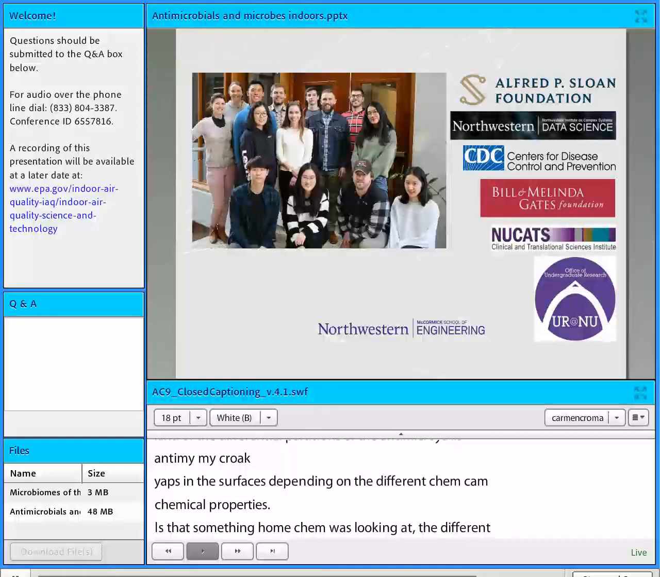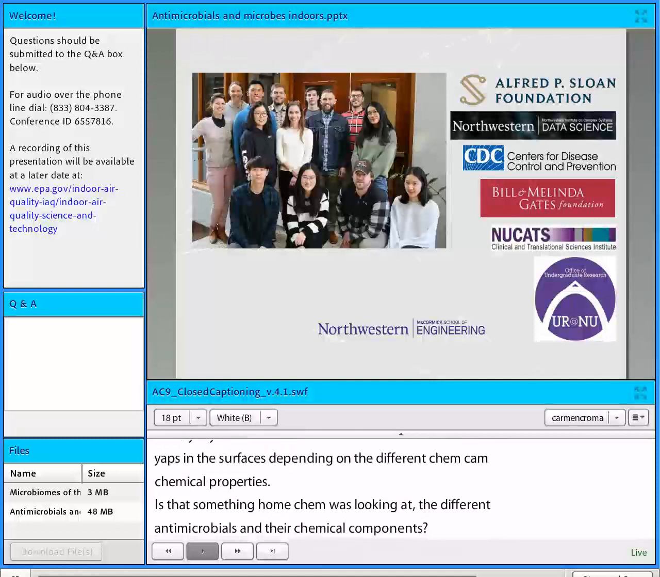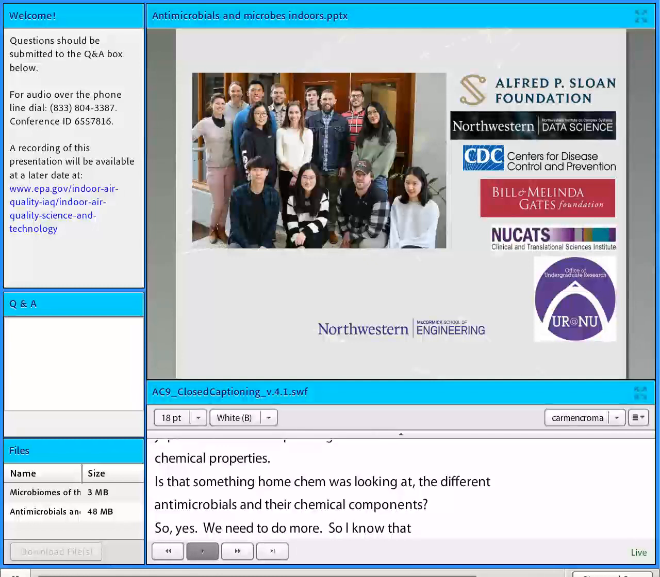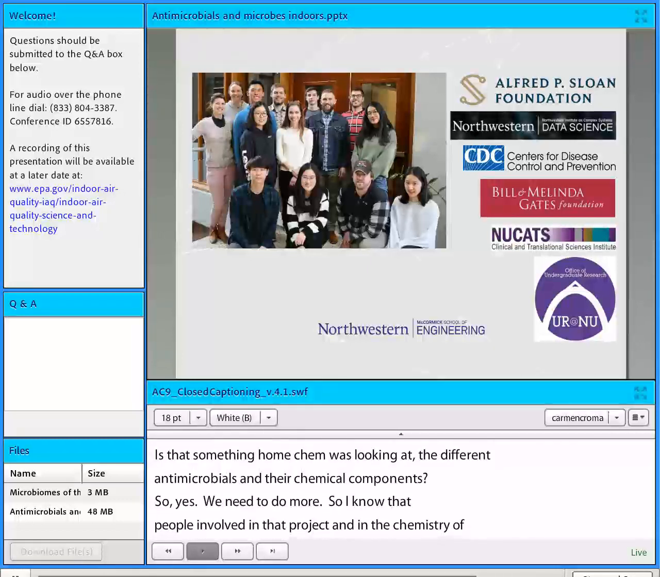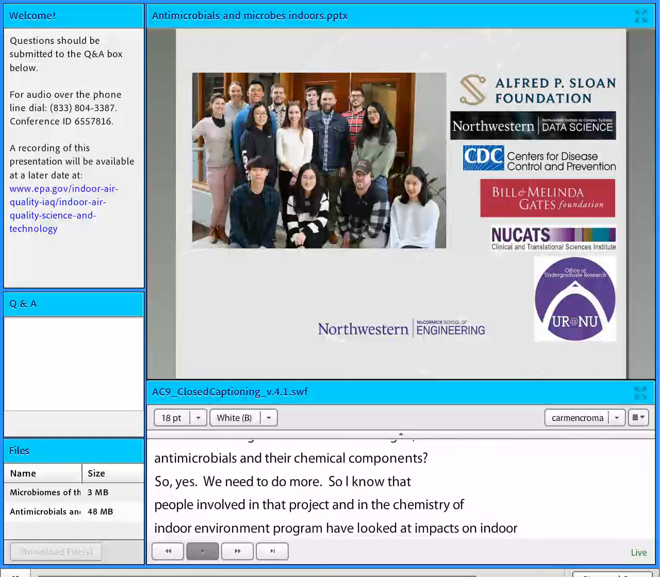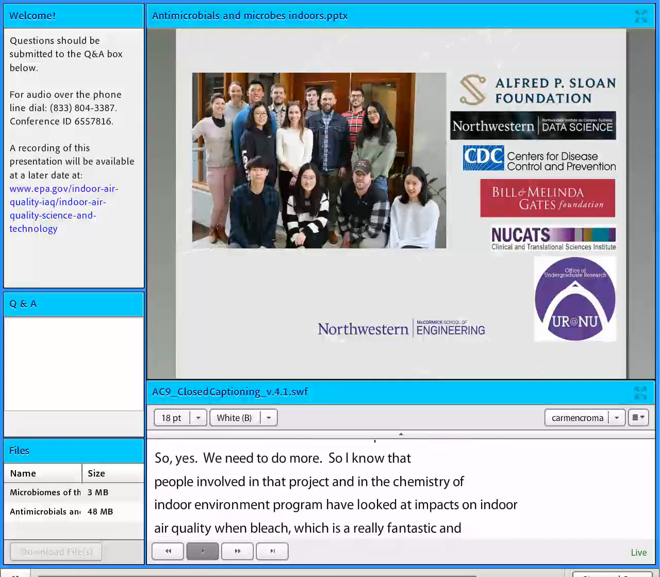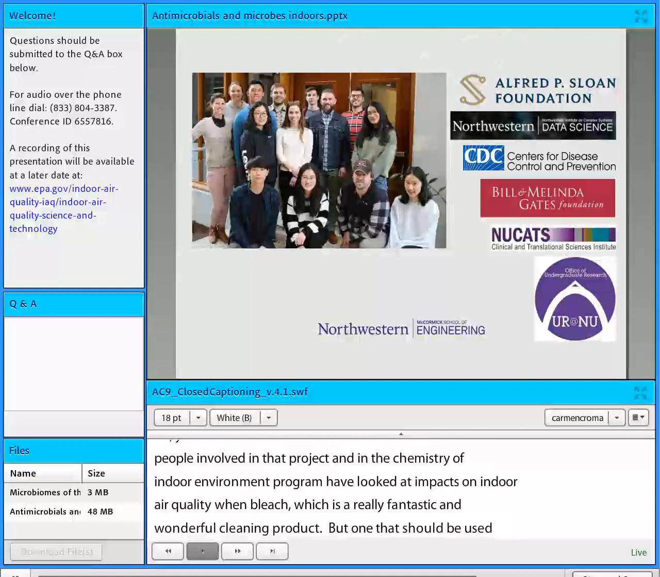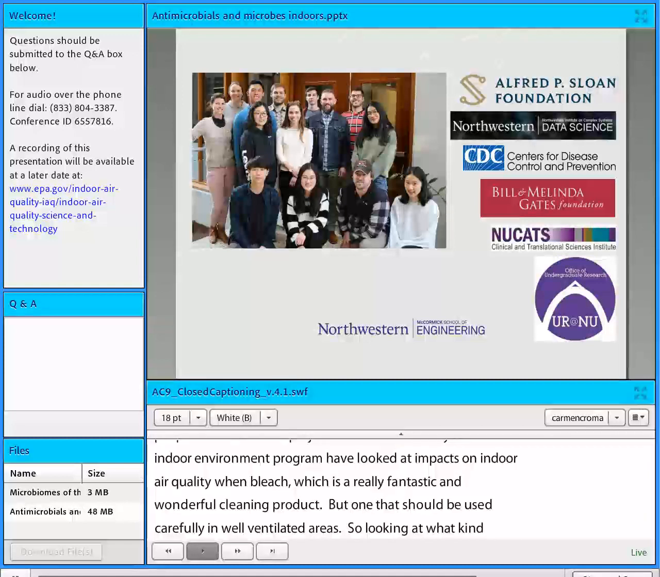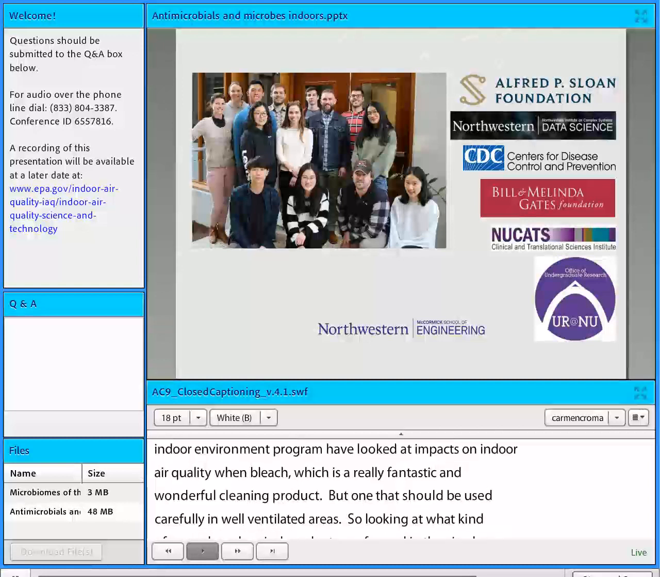So yes, and we need to do more. I know that people involved in that project and in the chemistry of indoor environments program have looked at impacts on indoor air quality when cleaning with bleach, which is of course a really fantastic and wonderful cleaning product, but one that should be used carefully in well-ventilated areas. So looking at what kinds of secondary chemical products are formed in the air when you use bleach.